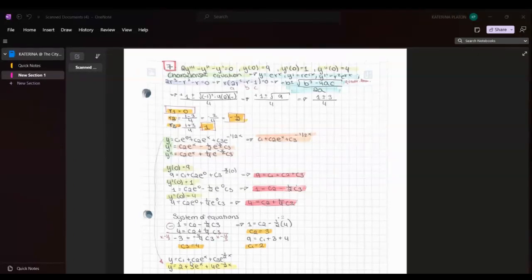It's y equals c1 plus c2 e to the power of x plus c3 e to the power of -1/2 x, and we just plug in the constants that we just found, which would give us y equals 2 plus 3 e to the power of x plus 4 e to the power of -1/2 x.